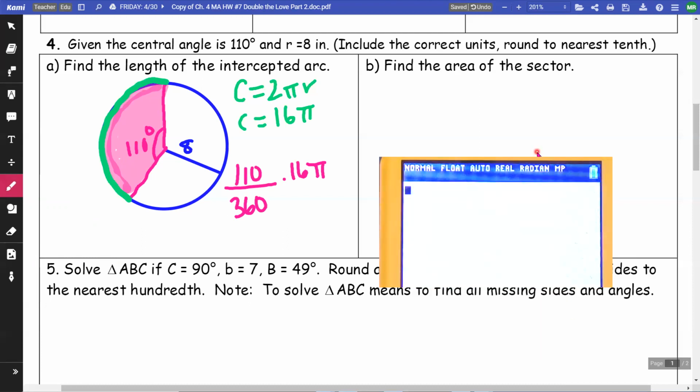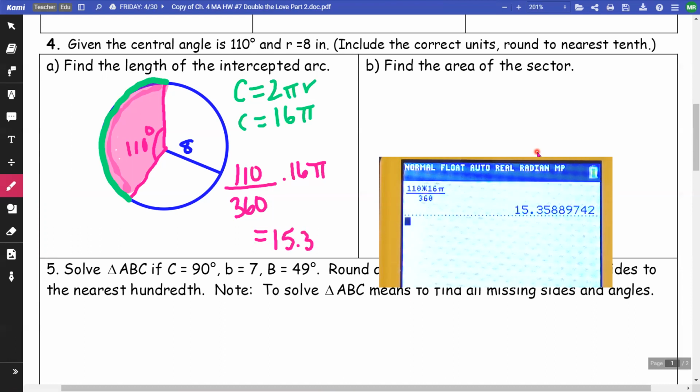Okay, so let's say I'm just going to enter in like this. I have 110 times 16 pi over 360. And I get, as my answer, 15.36. So I get 15.36 inches. That is my arc length.